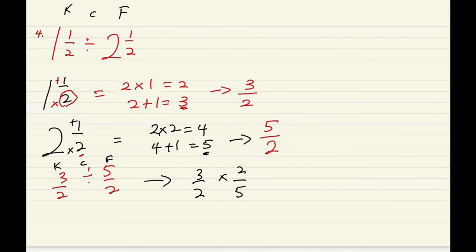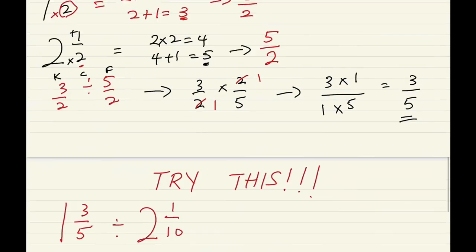We can cancel out here, and canceling out, remember, cross. So that becomes 2 goes here one time and 2 goes here one time, leaving it as 3 times 1 over 1 times 5, which is 3 over 5. Super easy, and that's it for this question.